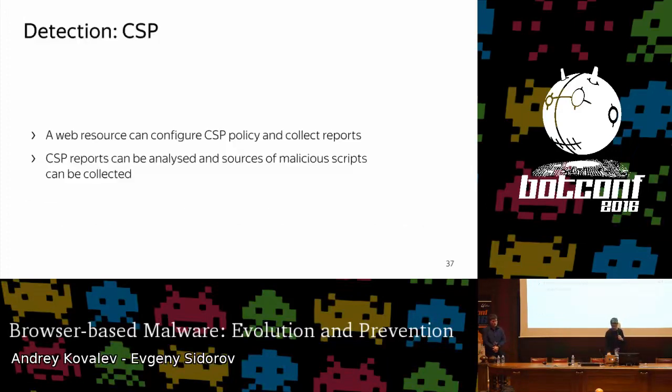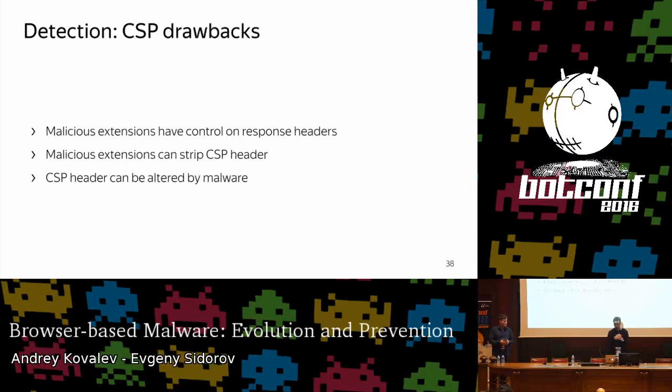So the first detection approach, the server-side detection approach, is just to use content security policy. It can be used by your web application, and you can collect these logs, analyze what kind of scripts violate this content security policy, and use this information in your detection engines. But this approach has a drawback because a malicious extension has the opportunity to remove headers. It can modify the content security policy header. It can completely remove it. It can just add its origin to the allowed sources and so on.